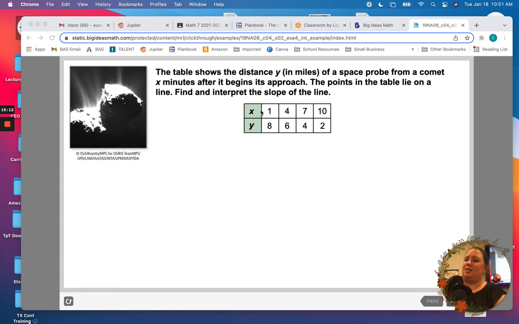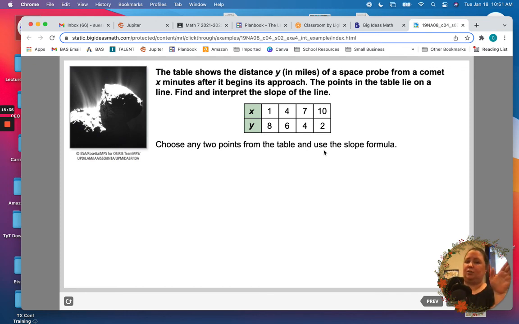So these are all the points that are listed on a line. Okay, so we have several options here. We could do 1, 8, 4, 6, 7, 4, 10, 2. We just need to pick how many of these in order to find the slope. How many points do we need to pick in order to find the slope of a line? 2 points. Any 2 points. So we can choose any 2 points. You all could pick different 2 points on here and it would still come out with the same slope because it's a line. Okay? But in this case, we're going to choose 1, 8 and 4, 6.